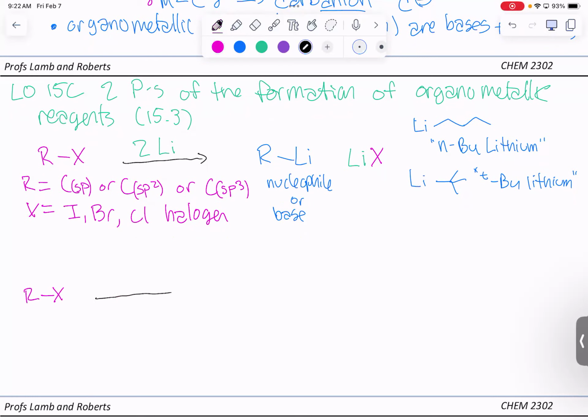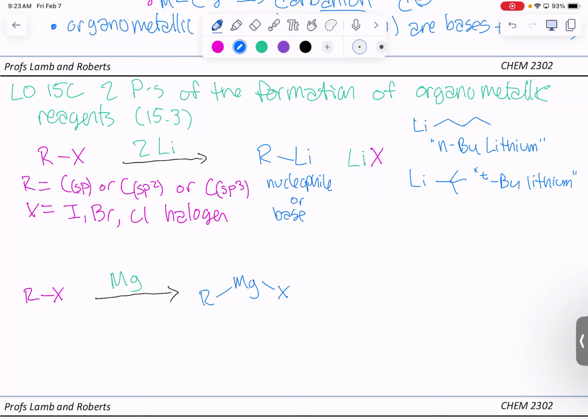And when we're going to make organomagnesium reagents, turns out we actually only need 1 equivalent of magnesium. And our nucleophile base forms in this form. All right. So in this case, we just inserted magnesium in between the R and the X bond. All right, so we only need 1 equivalent of magnesium. And the reason is we're trying to balance our charges out.